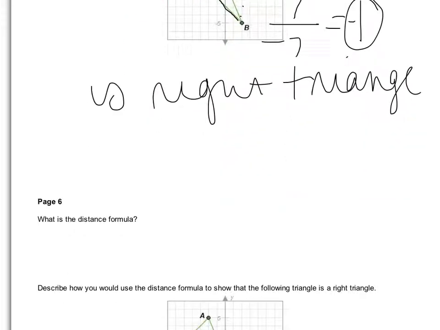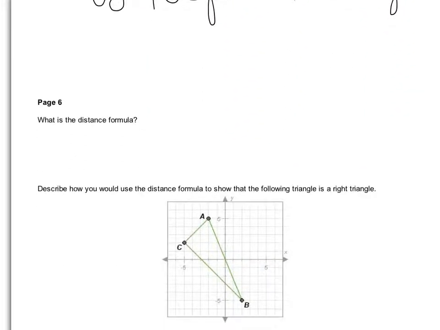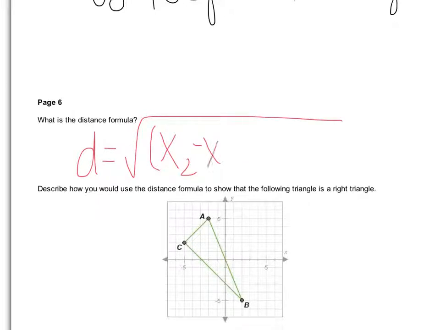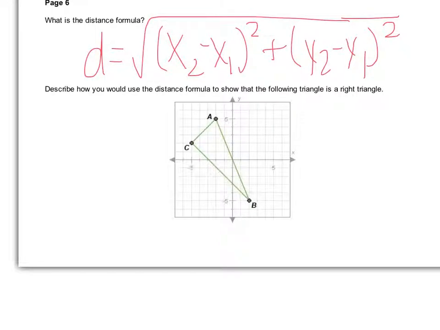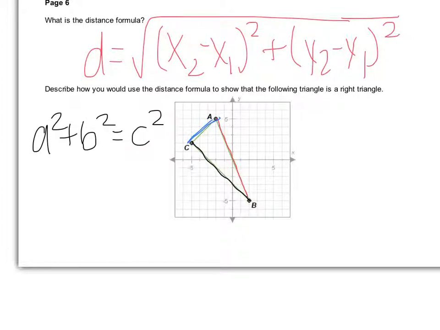Another thing that can help us is our distance formula. Remember, the distance formula is equal to the square root of x2 minus x1 squared plus y2 minus y1 squared. We could use the distance formula to describe that this was a right triangle, and we can do that by finding this distance, and this distance, and this distance, and then we can use the Pythagorean theorem. We've already proven that this is a right triangle, so we're not going to actually do that.